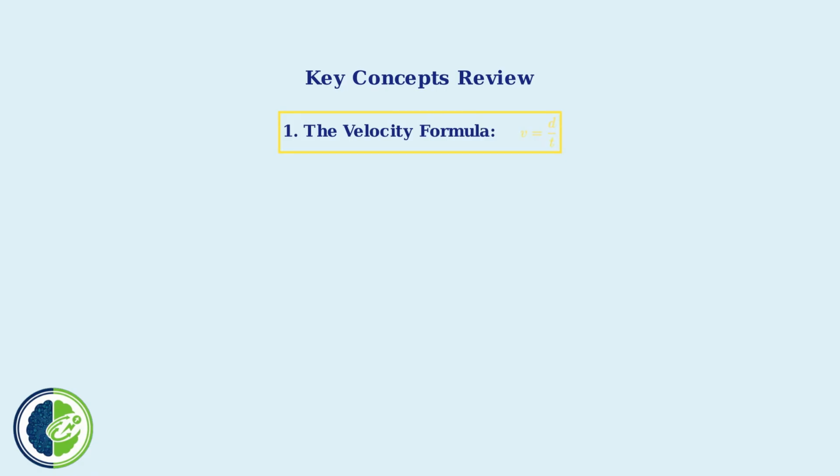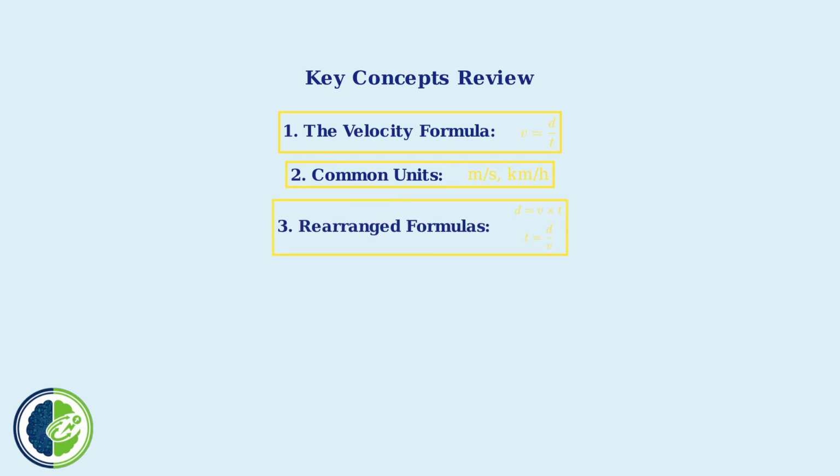Now let's review the key concepts we've learned about velocity. Here are the key concepts. First, the velocity formula: velocity equals distance divided by time. Second, remember the common units, meters per second and kilometers per hour. Third, the rearranged formulas: distance equals velocity times time, and time equals distance divided by velocity.